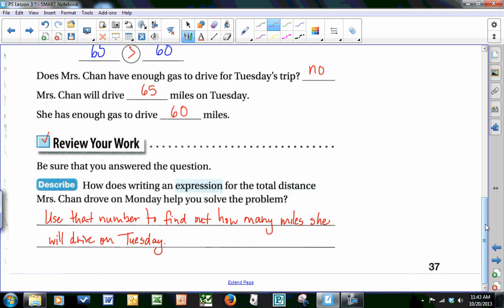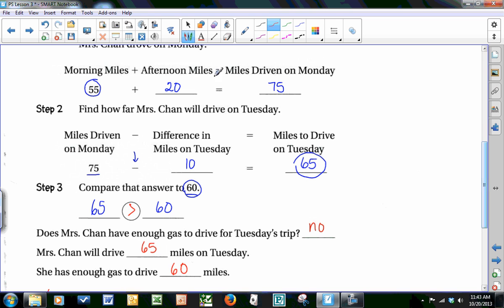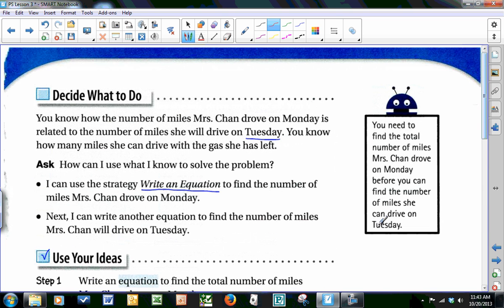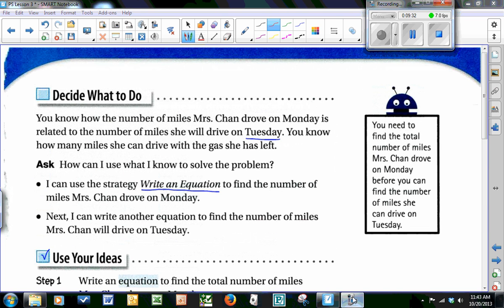So you're going to be using an equation. Here's an example of an equation. 55 plus 20 equals 75. Here's an example of another equation. 75 minus 10 equals 65. So we used two equations to solve this one problem. So be prepared to do just that. Remember, learners never quit and quitters never learn. So persevere until you can solve complicated word problems by writing an equation.